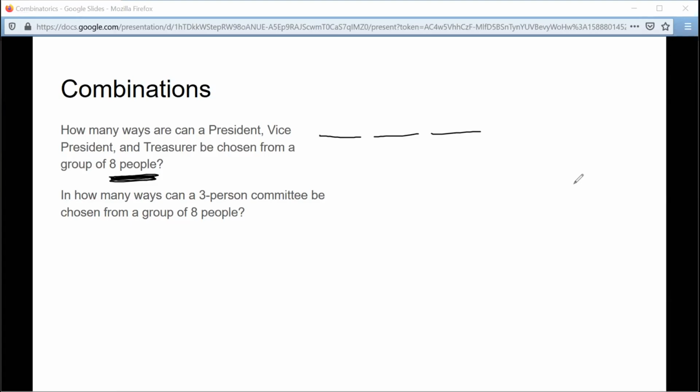So for our president position, we can choose 8 different people. And once we choose one person, there are 7 people left that we could possibly place in the vice president position. And once we choose that, there are 1 less people, or 6 people, to put in the treasurer position. So the answer here would actually be 8 times 7 times 6.